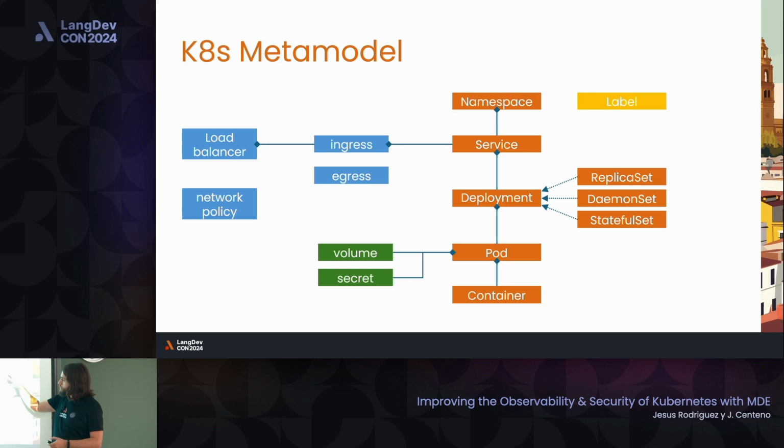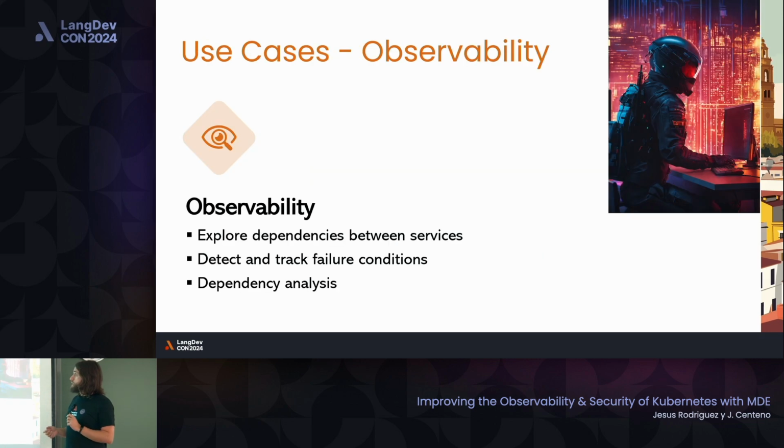So here, the orange part is the part I want you to focus on because it's the core part of Kubernetes. Namespaces, services, deployment, pods, containers, etc. So I want to talk about 2 use cases. One is the observability. We want to see our cluster on the screen. We want to see the relationship between our services, and we want to detect failure. Hey, we have a pod, it's down.